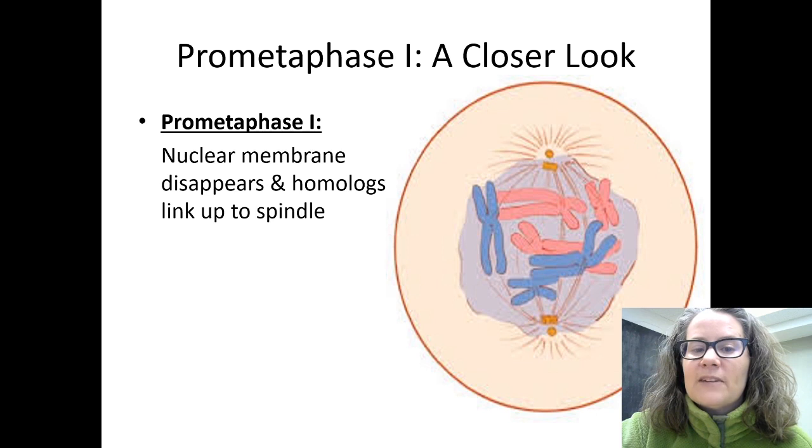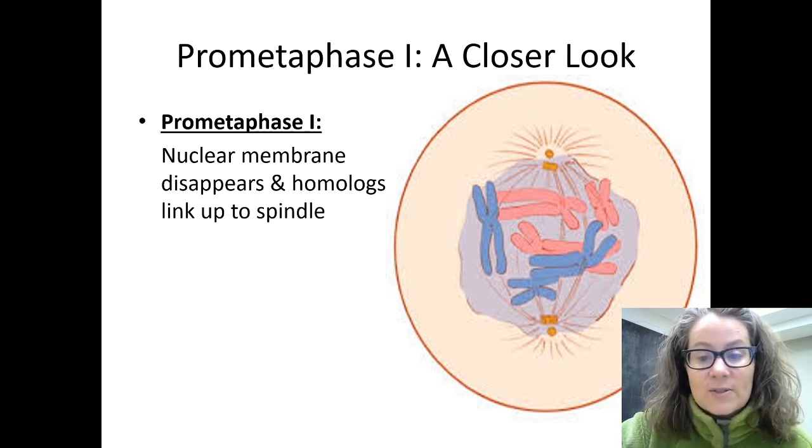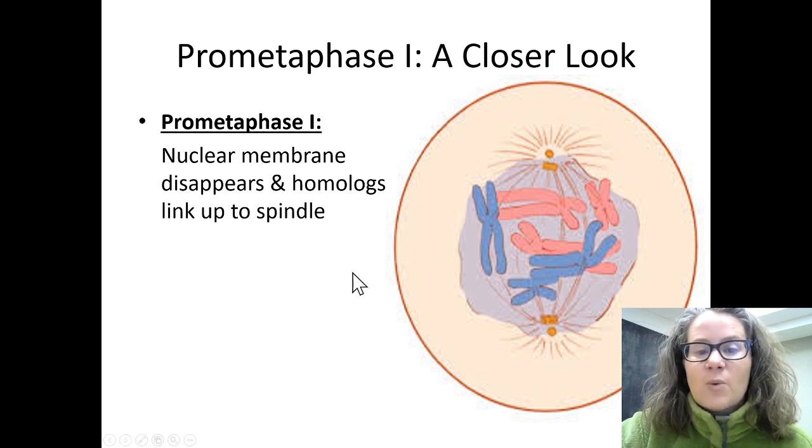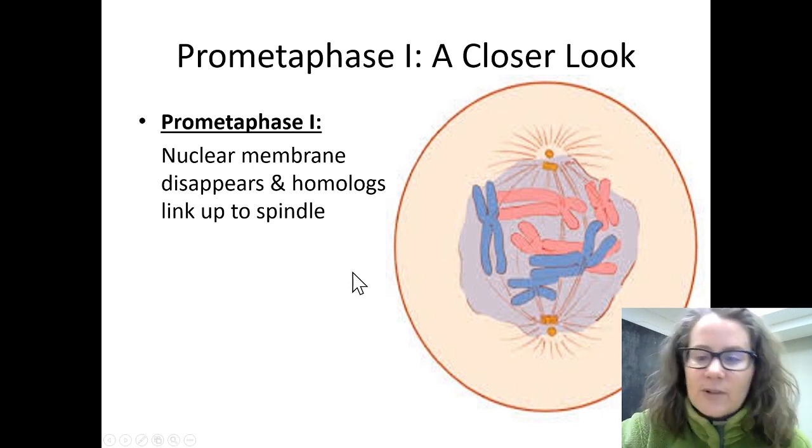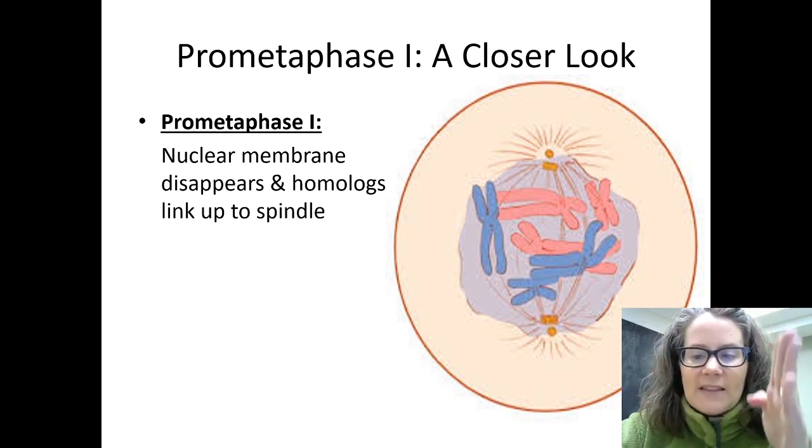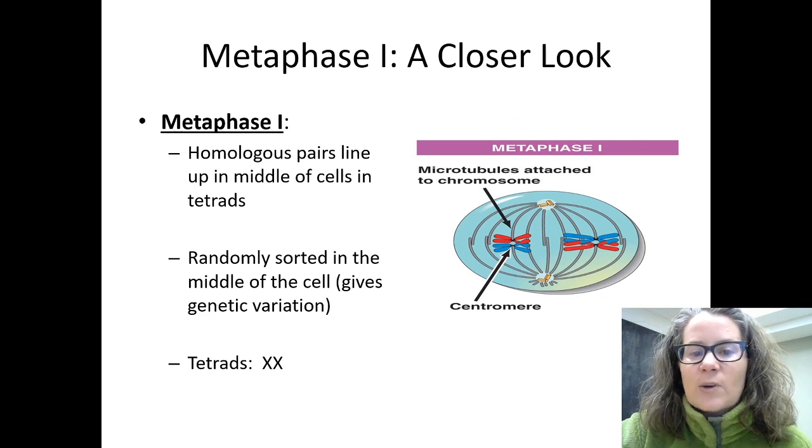prometaphase 1. In prometaphase 1, the nuclear membrane disappears, and this time your tetrad sets, those sets of 4 homologous chromosomes, link up to your spindle. Once they have linked up, they will be pulled around back and forth until they line up in the center of the cell. This is where metaphase 1 happens. You can see my tetrads over here, these sets of 4 homologous chromosomes in a line. These chromosomes are randomly sorted into the middle of the cell so that you can have some that are blue and some that are red on either side of that metaphase plate.